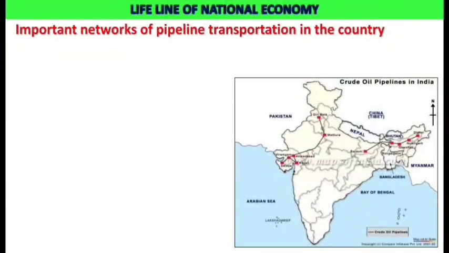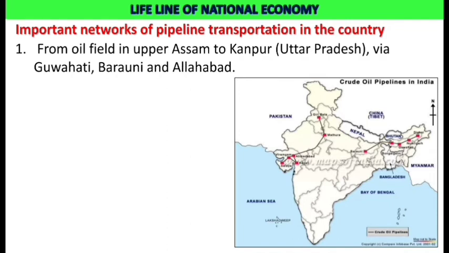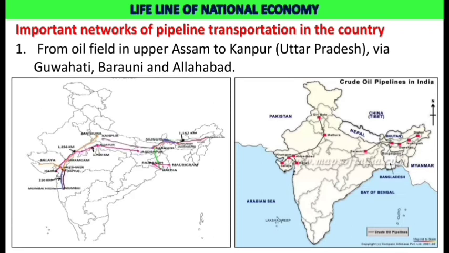Important networks of pipeline transportation in the country. There are so many pipeline networks in our country, but according to CBSE, there are three important major pipeline networks. We will discuss that. Look at the table. First, the pipeline network from the oil field in Upper Assam to Kanpur, Uttar Pradesh, from Assam to Uttar Pradesh, via Guwahati, Barauni and Allahabad. Look at the pipeline from Upper Assam to Kanpur via Guwahati, Barauni and Allahabad.